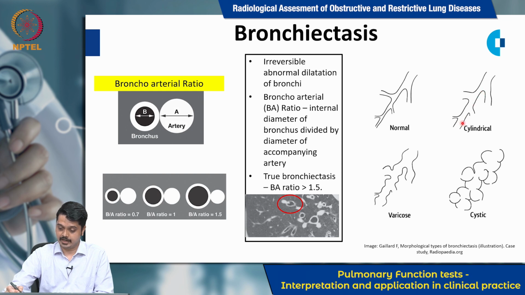That is, they are not tapering, which is suggestive of bronchiectasis. One more type of bronchiectasis is varicose bronchiectasis, where there is irregular dilatation of bronchi. Next is cystic bronchiectasis, having multiple cystic dilatation of bronchi.